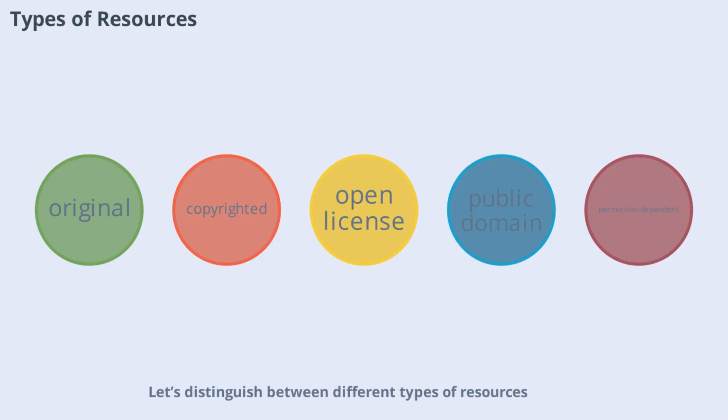Let's distinguish between different types of resources. Original resources are created by the teacher or school. Copyrighted resources are protected by law and require permission for use. Openly licensed resources allow certain uses under specified conditions. Public domain resources are free for anyone to use. Permission-dependent resources require explicit approval. Knowing these distinctions helps you stay compliant and creative.